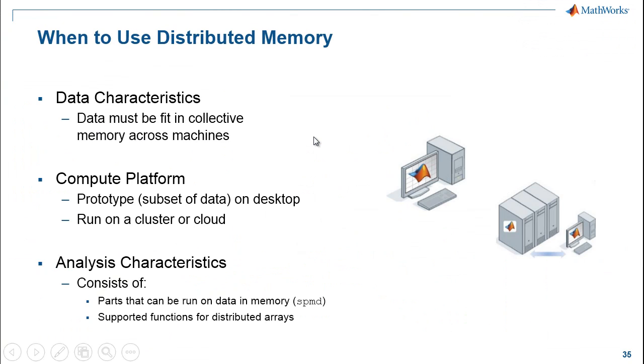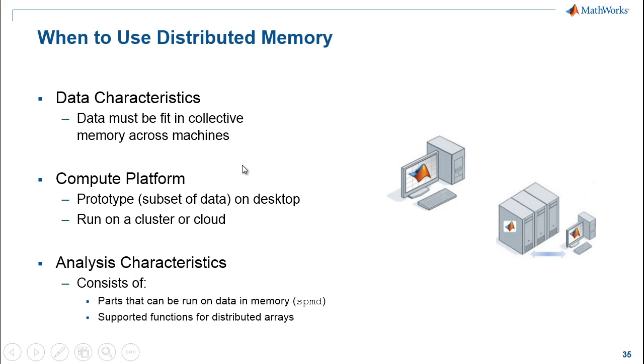So when should we use this distributed memory? Well, as far as the data characteristics are concerned, this could really be any kind of data, but it must be able to fit in the collective memory across our machines. So this is one of the big differences between the distributed data and working with MapReduce that we saw earlier.